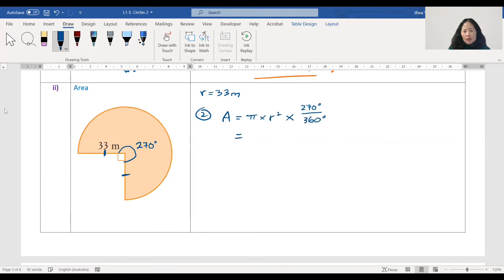So when you put that in, pi times 33 squared times 270 over 360. When you put it in a calculator, you don't have to put degrees in there. Just use the fraction button here. Okay, and put that all in your calculator, you will get 2,565.8958... Now this is going to be a little bit tricky here.